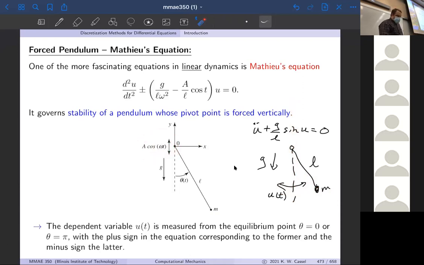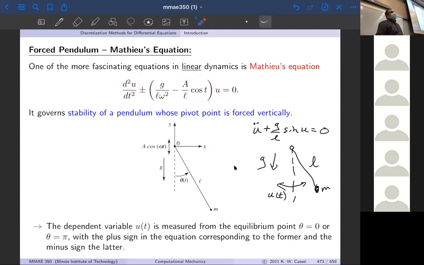So we're going to start by looking at the theta equals zero equilibrium point. We'll see what happens when we perturb it. This equation, called Mathieu's equation, actually governs that stability problem. So this is not the equation for the position theta. It's the equation for the stability of the system, which is a slightly different question. The thing I want to emphasize is that this is a linear equation. It's got a cosine t in it, but that's fine. That's just a known coefficient. The u, the dependent variable, everything's linear.